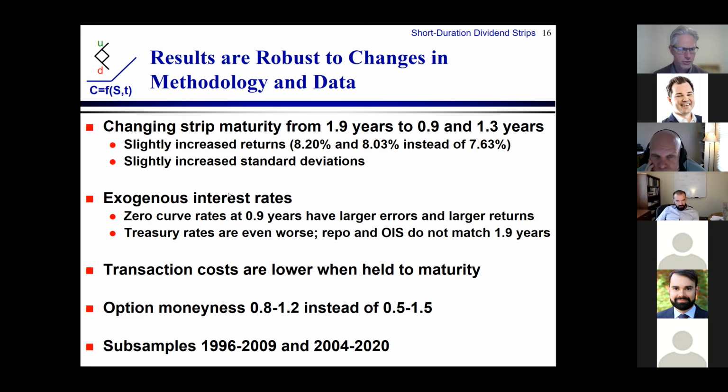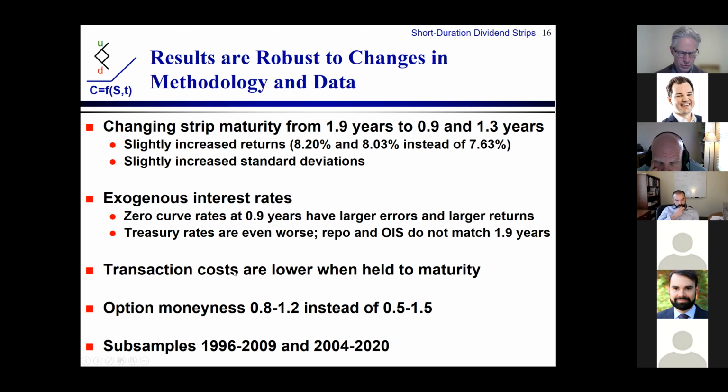Using other exogenous interest rates makes the problem even worse. The zero curve rates from OptionMetrics, if you use them, it's already bad enough for the returns on the dividend strip because it inflates them. If you're using yet different interest rates, it gets even worse because those interest rates are even further away from the implied interest rates, and you're introducing even larger errors into the estimation.